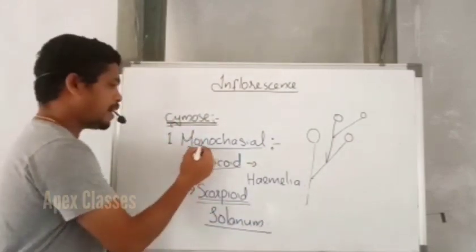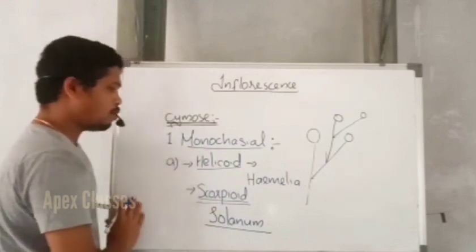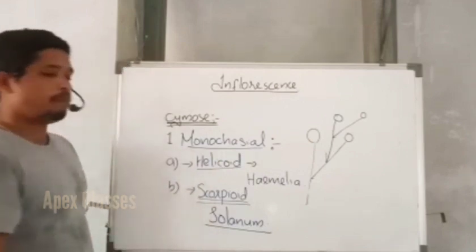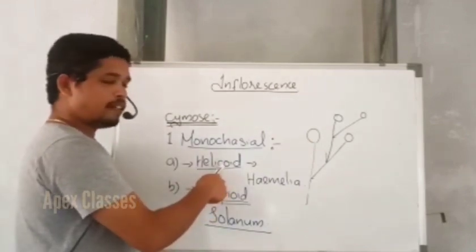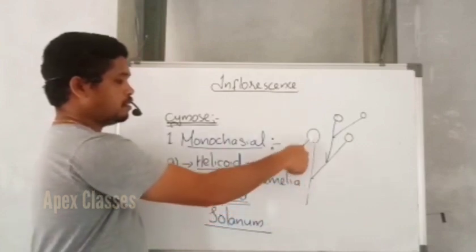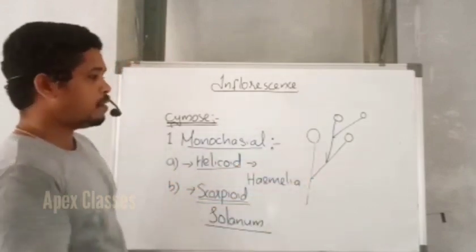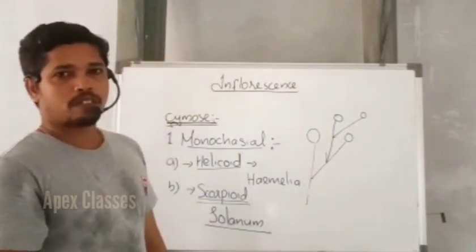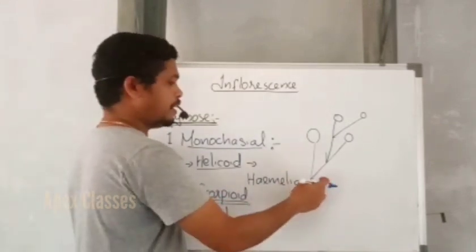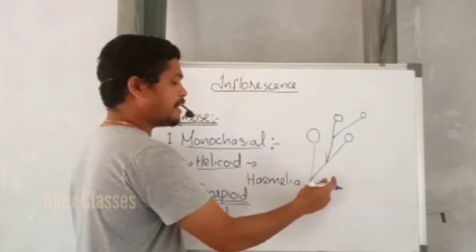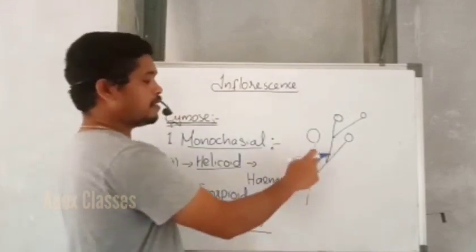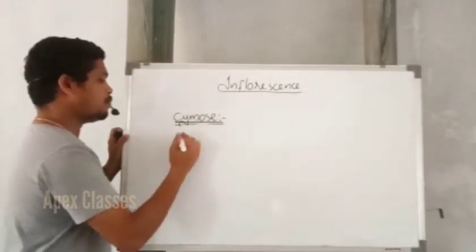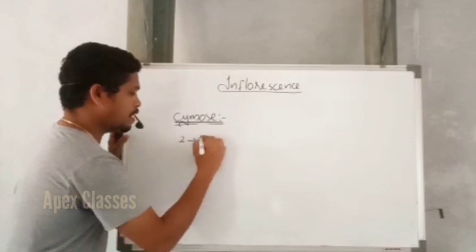We said there are two types of monochasial cyme: helicoid monochasial cyme and scorpioid. In helicoid monochasial cyme, the main axis terminates into a flower. From the main axis, one lateral branch is raised, which also terminates into a flower. That lateral branch is arranged on one side. In scorpioid, the lateral branch is arranged in a zigzag manner. The second type of cymose inflorescence is a dichasial cyme.